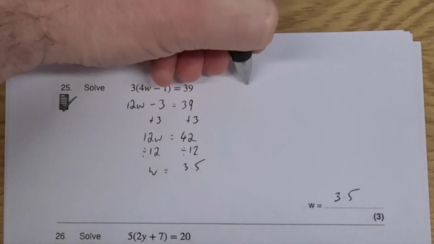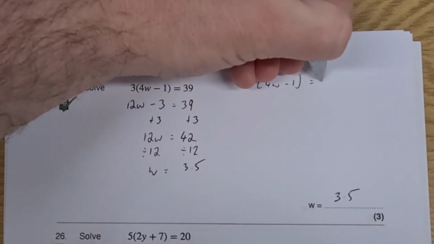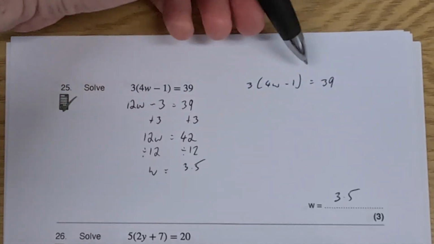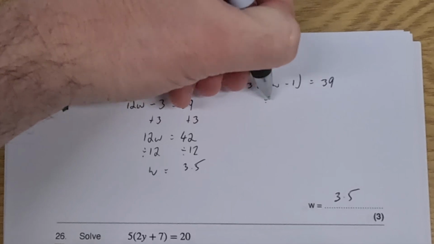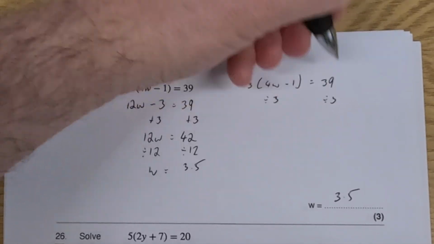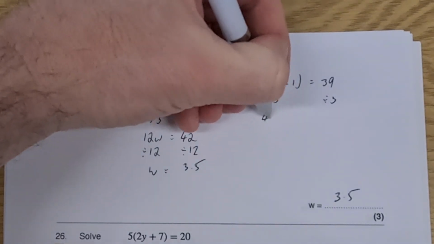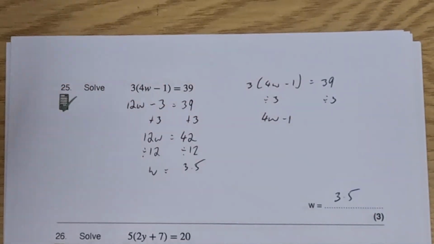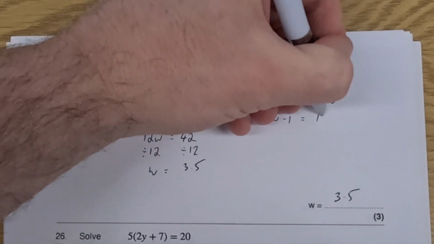Now with that question we had 3 bracket 4w minus 1 equals 39. Instead of expanding the brackets, we could divide both sides by 3. If we divide the left-hand side by 3 and divide the right-hand side by 3, that would get rid of the times by 3. So we'd just be left with 4w minus 1, what's inside the brackets, and that's equal to 39 divided by 3, which is 13.